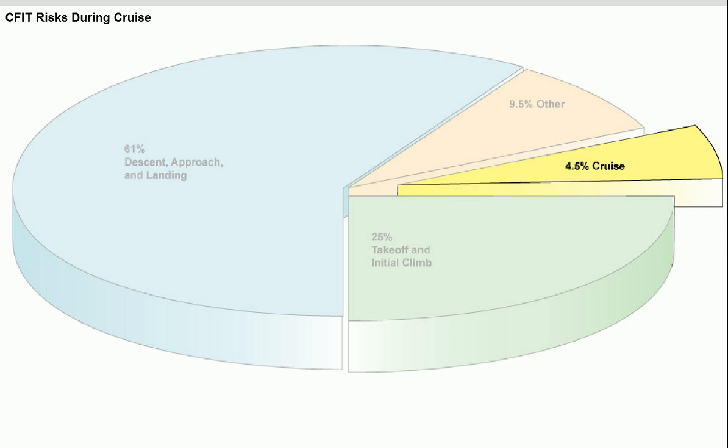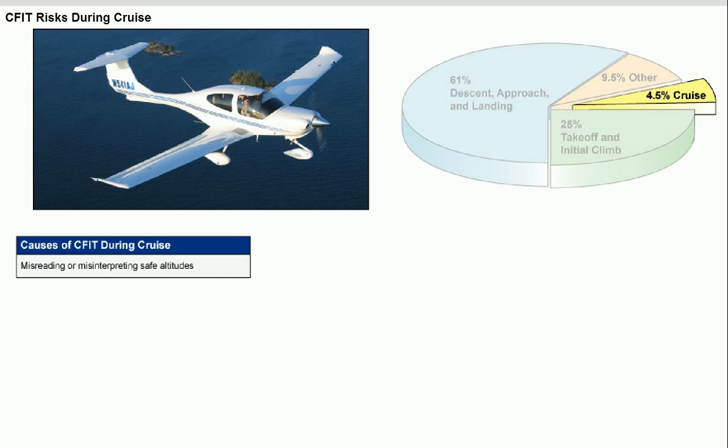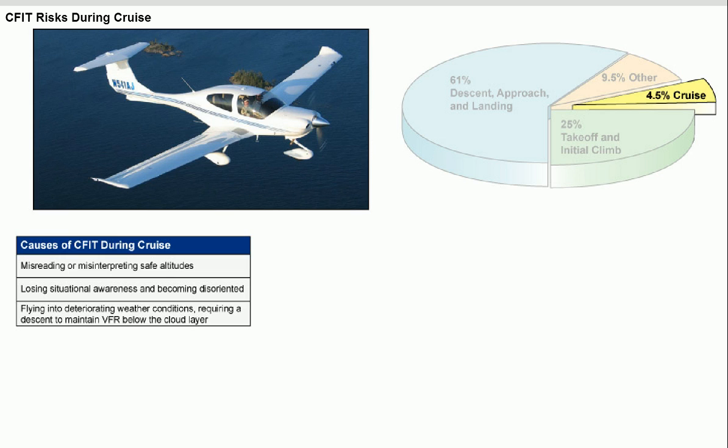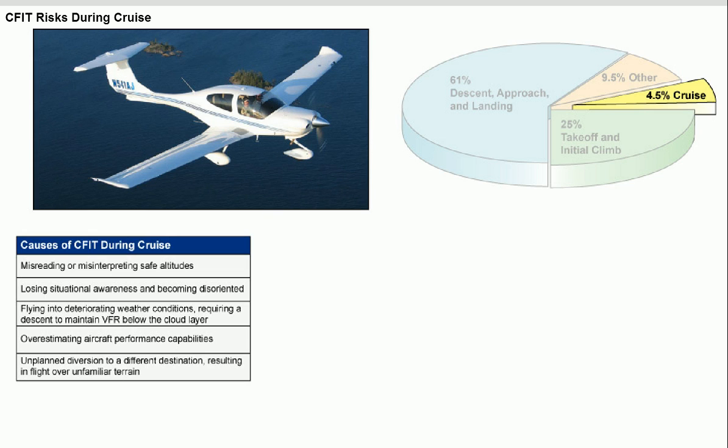Although the risk of CFIT occurrences is lowest during cruise, 4.5% of accidents occur during this phase of flight. As with other phases of flight, multiple factors can contribute to the potential for a CFIT event during cruise. These factors include misreading or misinterpreting safe altitudes, losing situational awareness and becoming disoriented, flying into deteriorating weather conditions, requiring a descent to maintain VFR below the cloud layer, overestimating aircraft performance capabilities, and unplanned diversion to a different destination, resulting in flight over unfamiliar terrain.